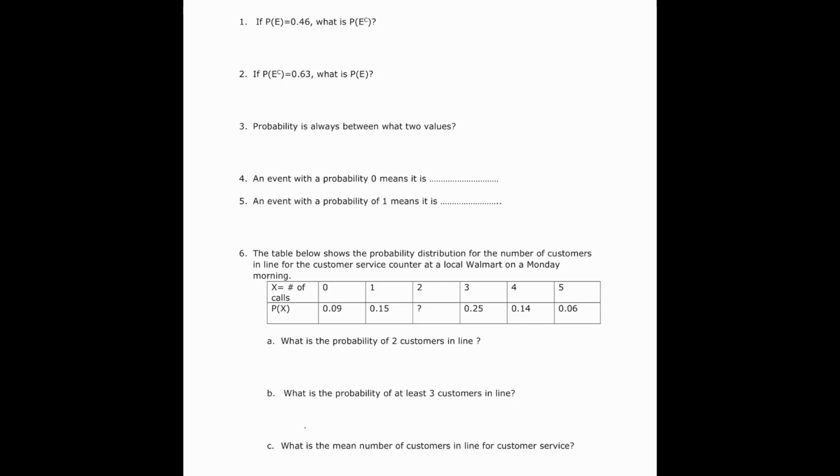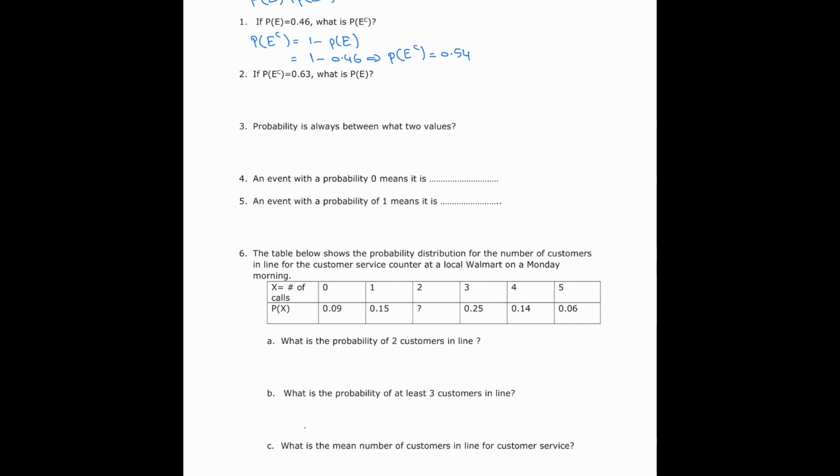Exam 2 review, question number 1. If the probability of an event is equal to 0.46, what is the probability of the complement event? So we know that the probability of the event plus the probability of the complement of that event is equal to 1. Because of that fact, we know that the probability of the complement event is equal to 1 minus the probability of the event, which will lead to 1 minus 0.46, and that will lead to the probability of the complement being equal to 0.54, or 54%.